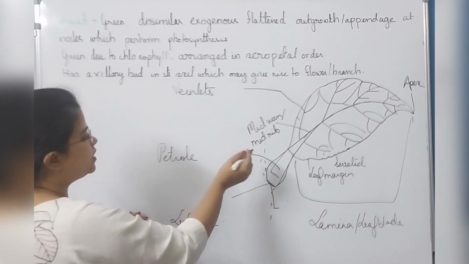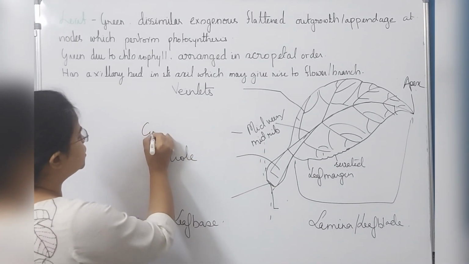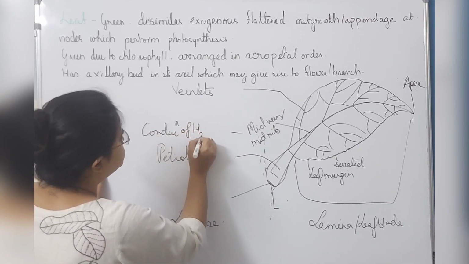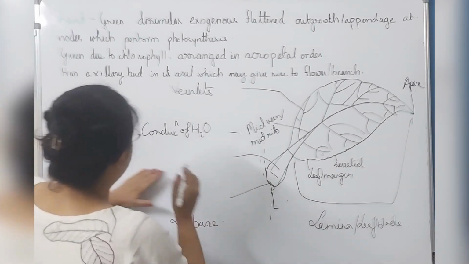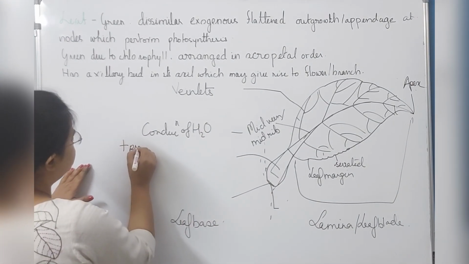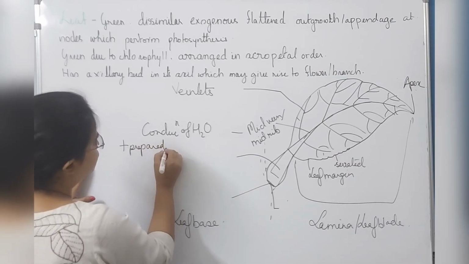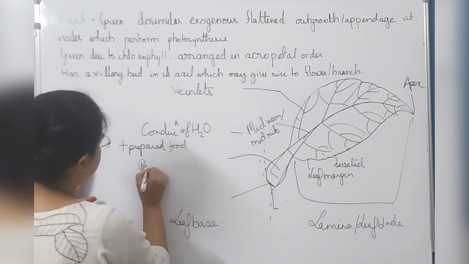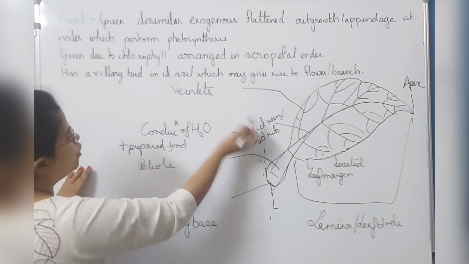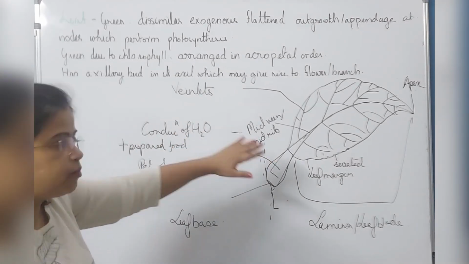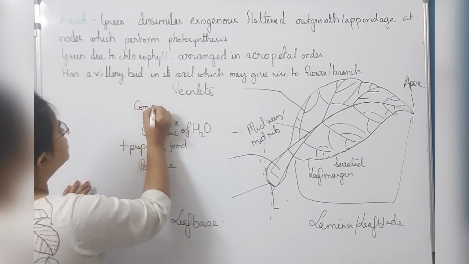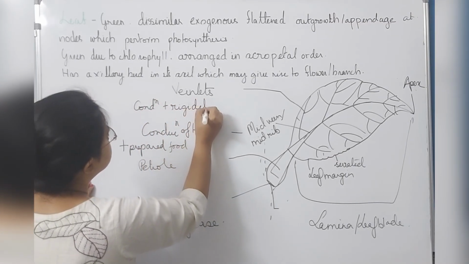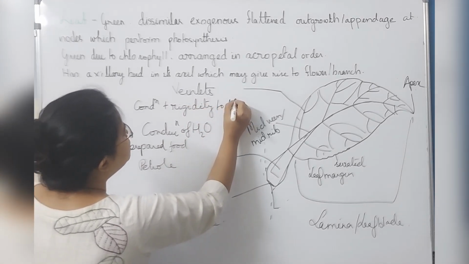Veinlets, midrib, what it does? The function of the midrib is conduction of water and prepared food, because it contains both xylem and phloem, right? Prepared food. Veinlets क्या करते हैं? They also do the job of conduction, plus they provide rigidity to the leaves.